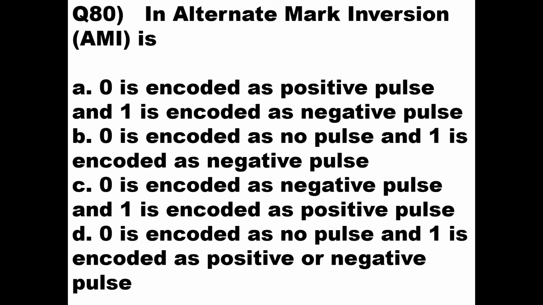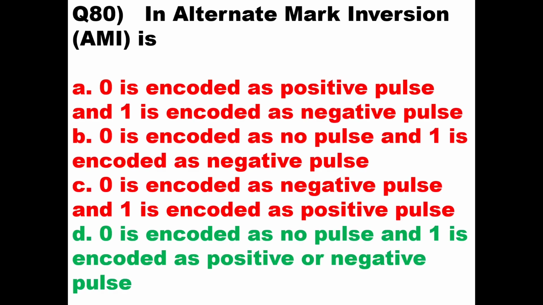Wherever there is 0, there is no pulse, but whenever 1 comes, the first one is represented by a positive pulse, the second one is represented by a negative pulse, again the third one is represented by a positive pulse, again the fourth one is represented by a negative pulse. In this way, alternate marking of logic 1 will go on, and this is what the option says, option D: 0 is encoded as no pulse and 1 is encoded as positive or negative pulse.